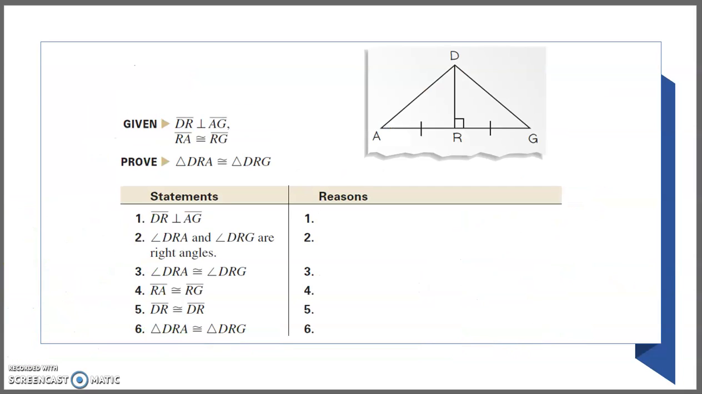In this example, we have a guided proof, meaning the statements are filled in, they're guiding us along the way, but we need to back up those statements with valid reasons. So let's get started. Statement number 1, we'll take a look. That is just a given piece of information, given. Right, and notice, saying that DR is perpendicular to AG.